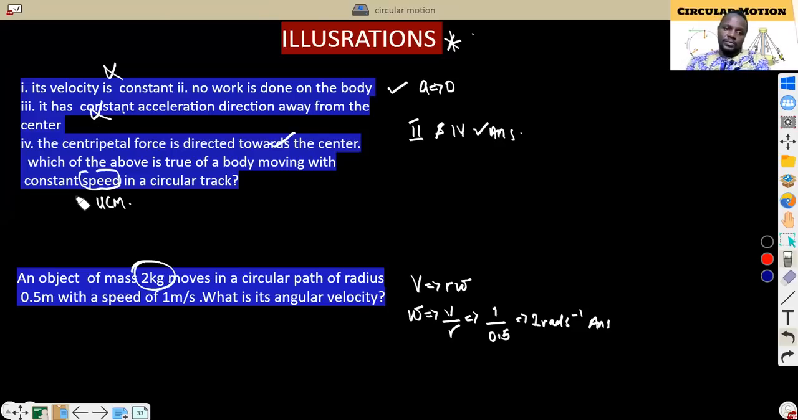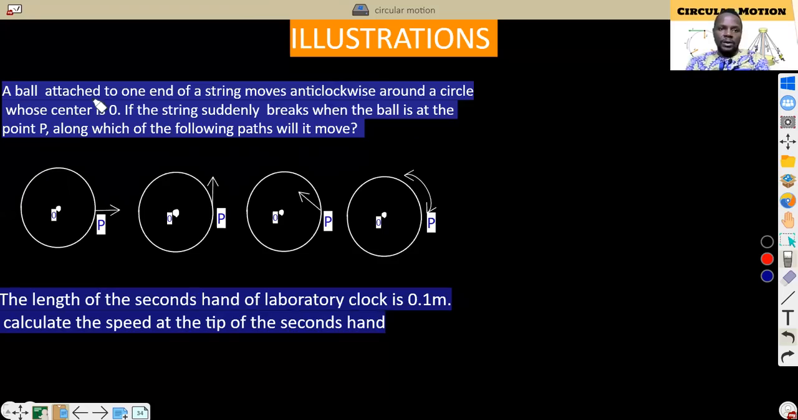The next question is, a ball is attached to one end of a string. It moves anti-clockwise around the circle with the center of the circle O. If the string suddenly breaks when the ball is at point P, along which of the following paths will it move? What is the direction of the velocity of the ball?